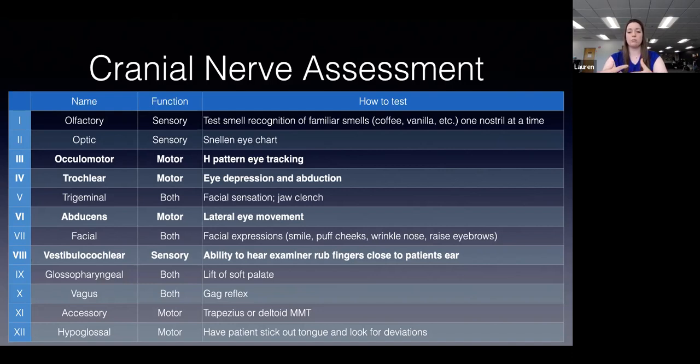trap and deltoid are innervated by the accessory, so just easy MMTs for those two. And then hypoglossal, if you have the person stick out their tongue, it should go straight. If you see it deviate to one side, that's when there's an issue with one of the hypoglossal nerves. Any questions?